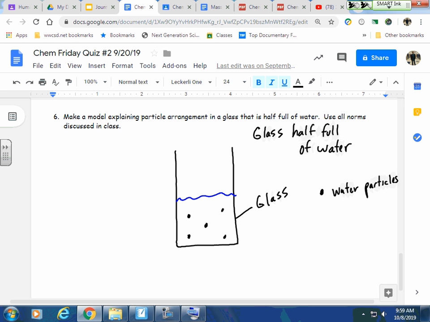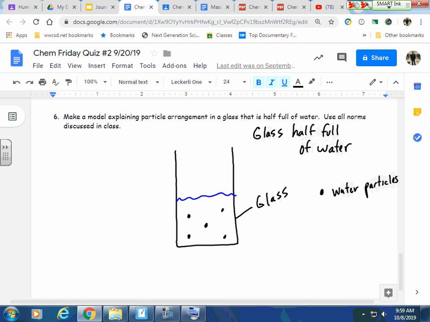Now the other thing is, I didn't grade people down, but really, if we're talking about the particles in this glass, are the water particles the only particles in this glass? They are not. Some people did oxygen and stuff in the water. I noticed that in this year's group, a lot of people are really concerned about the oxygen in the water. Don't be. Just think of it as water. What's in water? Water.